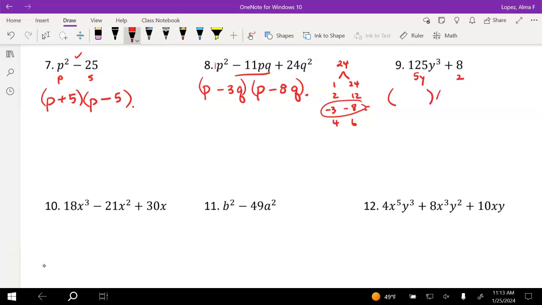Cubes factor into a 2-term and a 3-term phrase. Now, with the 2-term phrase, it's the two bases with the same sign as in the original problem. The trinomial we're going to build: the first base squared goes in the first position. 5y times 5y is 25y squared. The last term is the second base squared. 2 times 2 is 4. The middle term is the first base times the second base, 10y. This is always a plus, and this sign is the opposite of that one, so it will be negative.